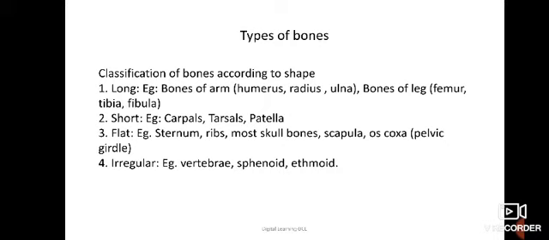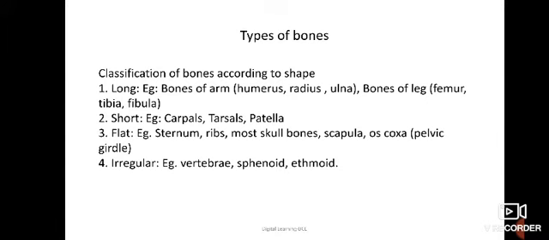Short bones: examples of the short bones are the carpal bones, tarsals and patella. Carpals are the bones which are present at the palms. Tarsal bones are the bones which are present at the foot.